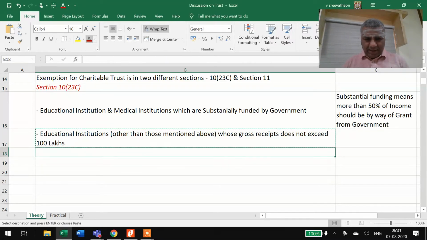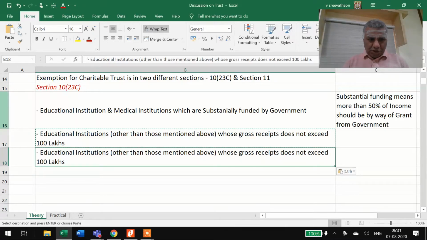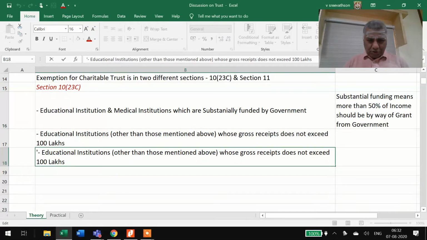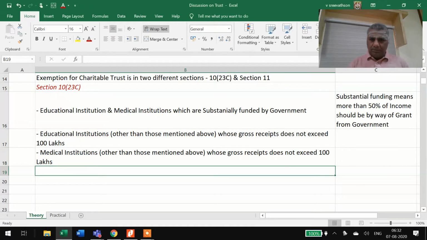Similarly, medical institutions. If your income is not going beyond 1 crore, I understand you are a small institution. I am not going to put you into a lot of technical framework. You can enjoy the exemption with lesser compliance.